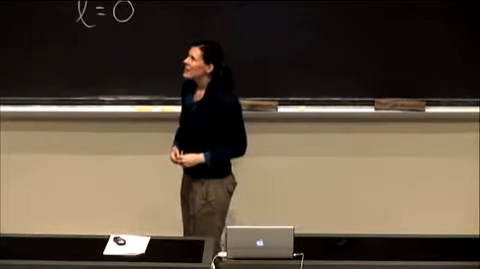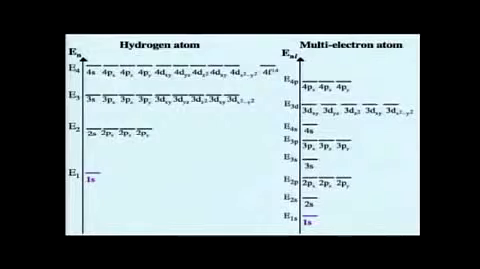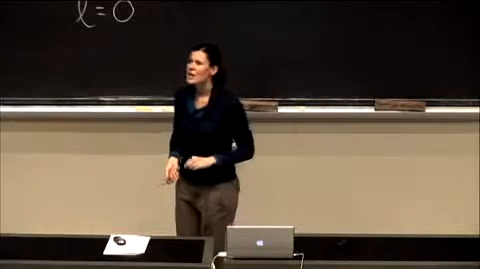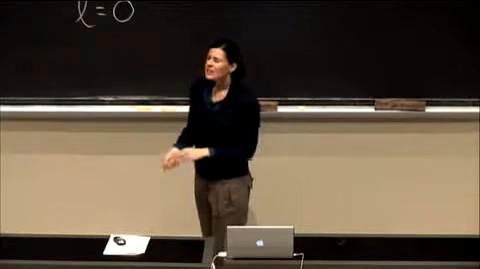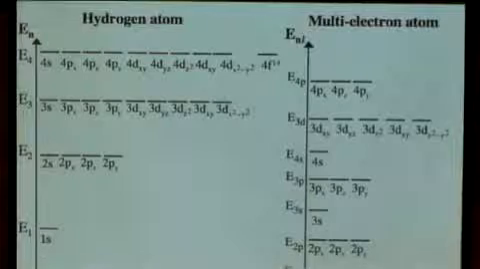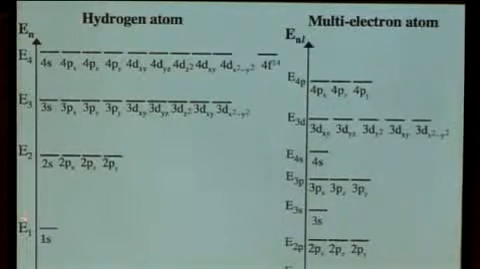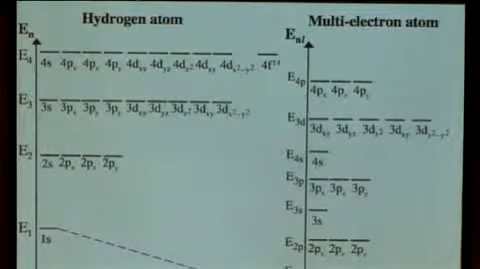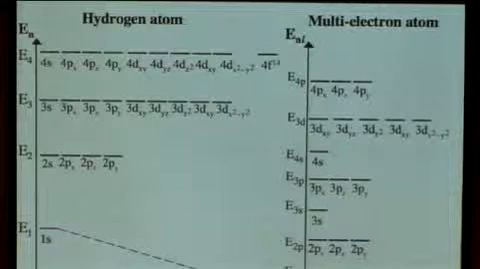So let's take a look here at an example of an energy diagram for the hydrogen atom. And we can also look at an energy diagram for a multi-electron atom. This is just a generic one, so I haven't actually listed energy numbers, but I want you to see the trend. For example, if you look at the 1s orbital here, you can see that it is lower in the case of the multi-electron atom than it is for the hydrogen atom.